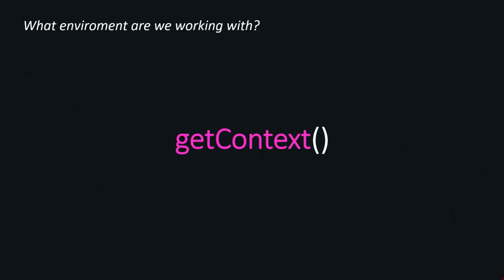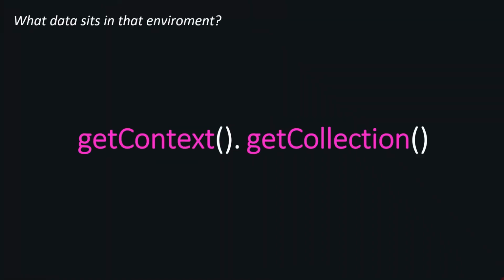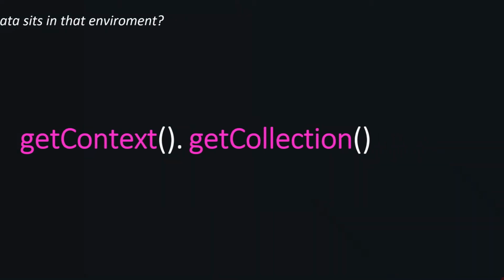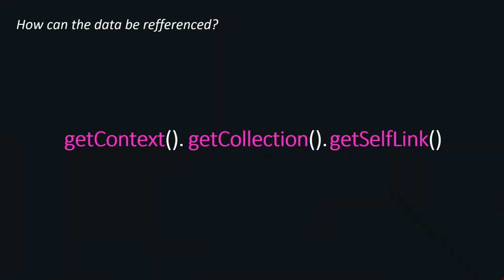So once we have a context, we're able to get all of the documents within that partition. And to get all of those documents, we say get collection. And once we have the collection, we need a way to almost reference the collection. So the collection has a way to reference itself, and we call that get self link. Awesome. So that's in a nutshell some of the pink operations.